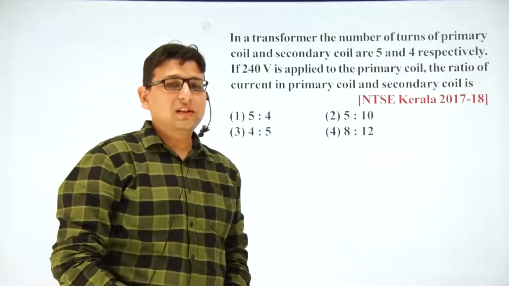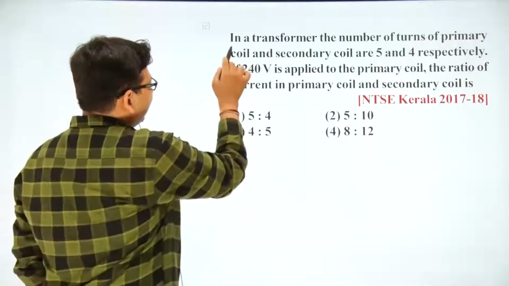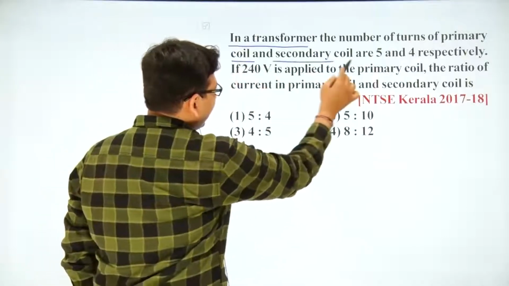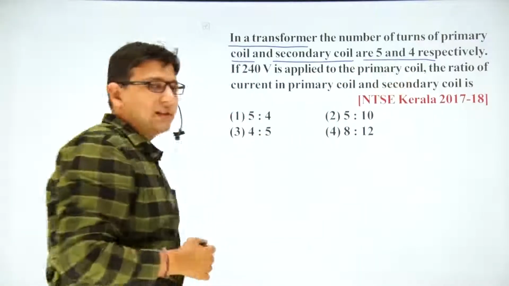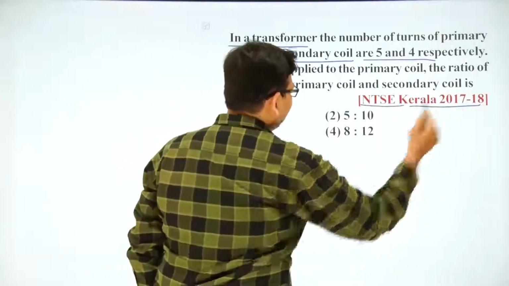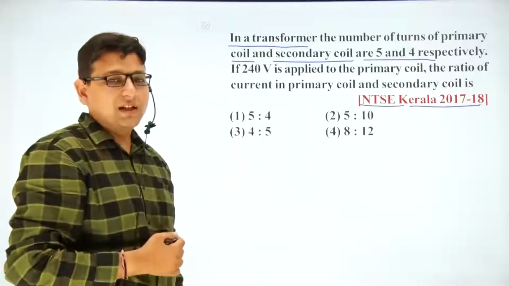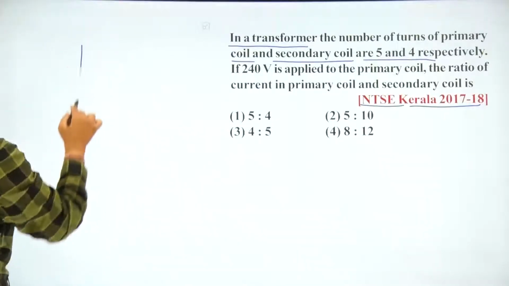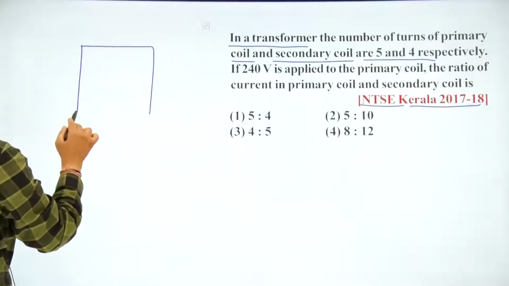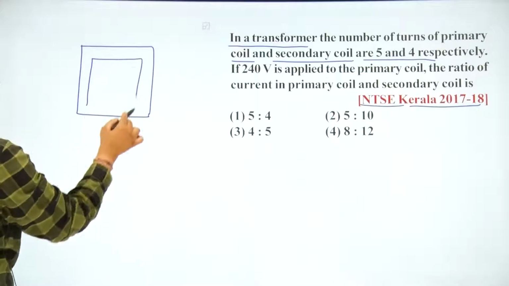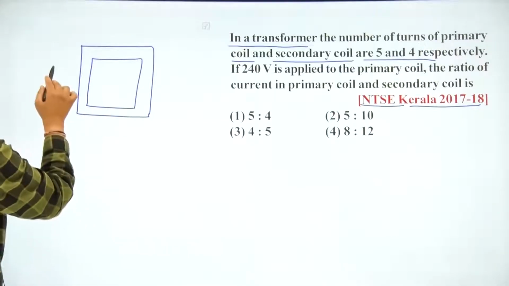Students, moving to the question. In a transformer, the number of turns of the primary coil and secondary coil are 5 and 4 respectively. This question is from NTSE Kerala 2017-18 academic year. Okay, so let us see what a transformer is. It's a device where we are changing the voltage input using the phenomenon of magnetic induction.